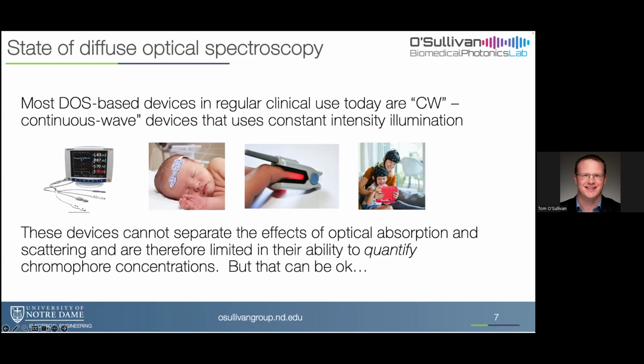But we have all these devices. We have fNIRS, functional near-infrared spectroscopy devices. We have pulse oximeters. We do have CW tissue oximeters. That can be okay.